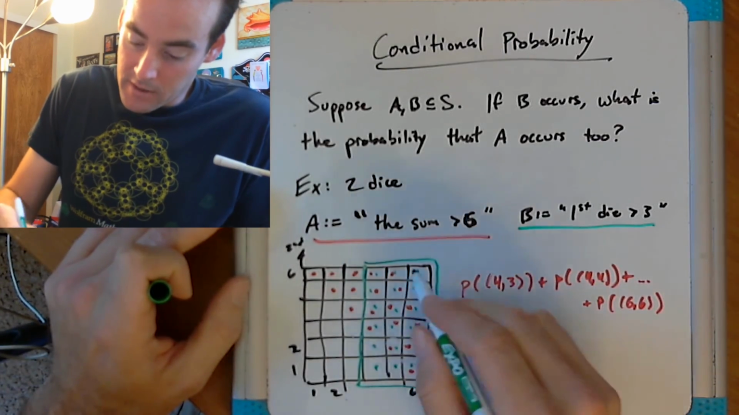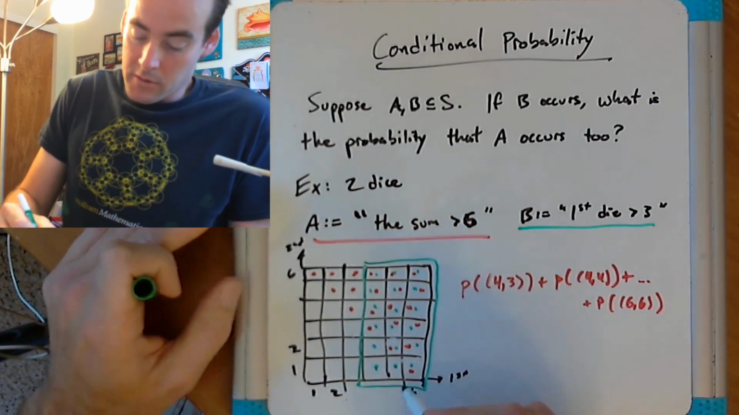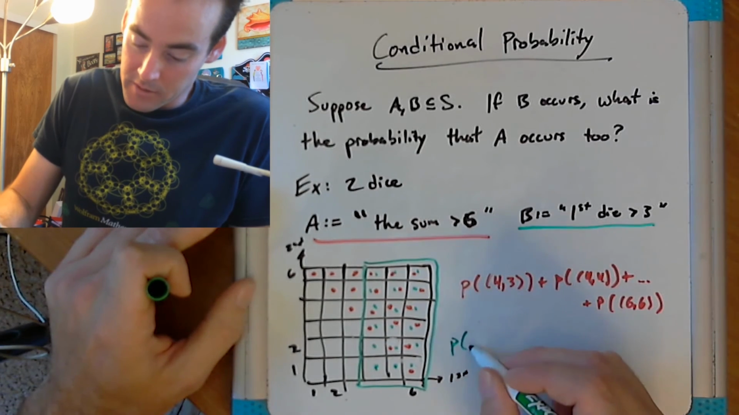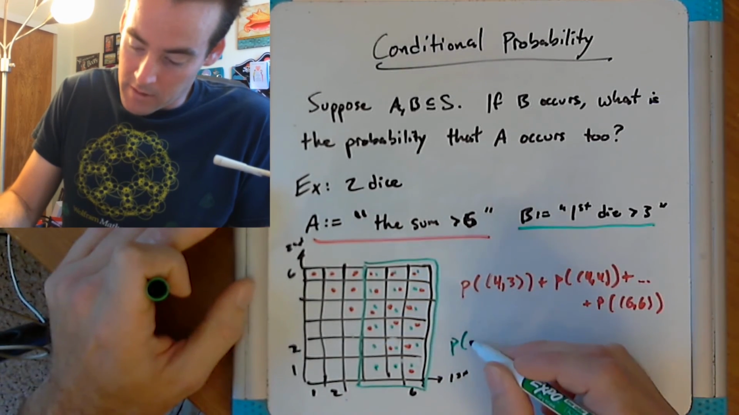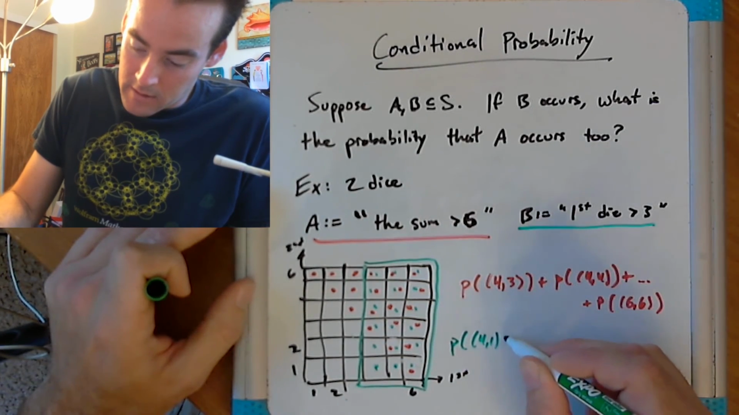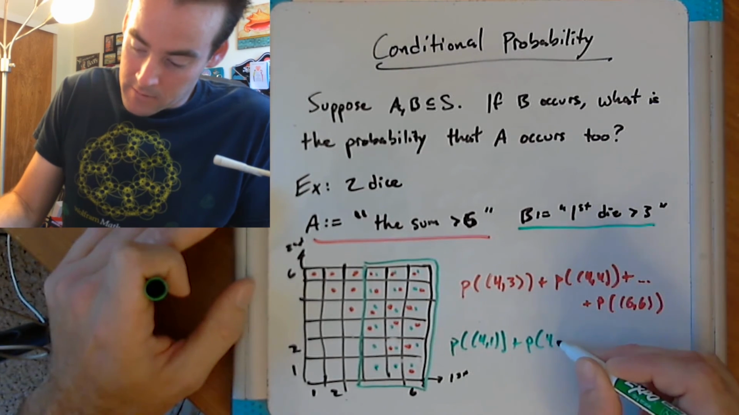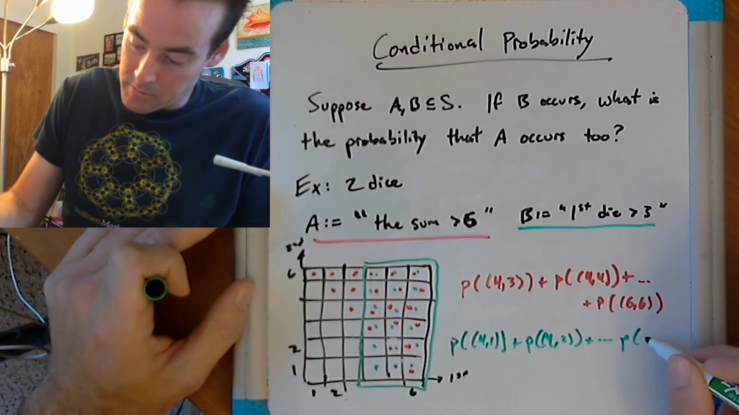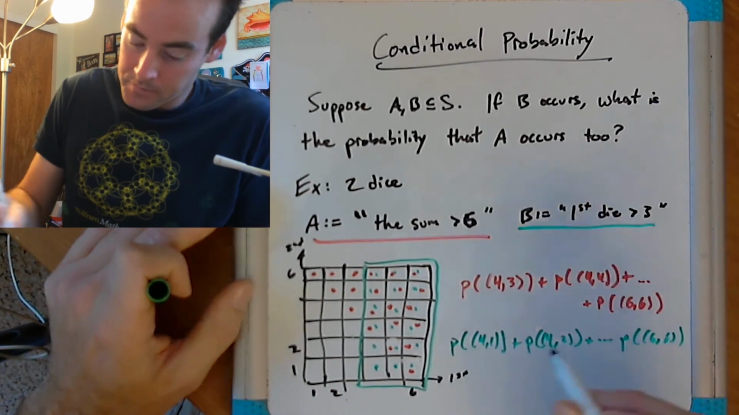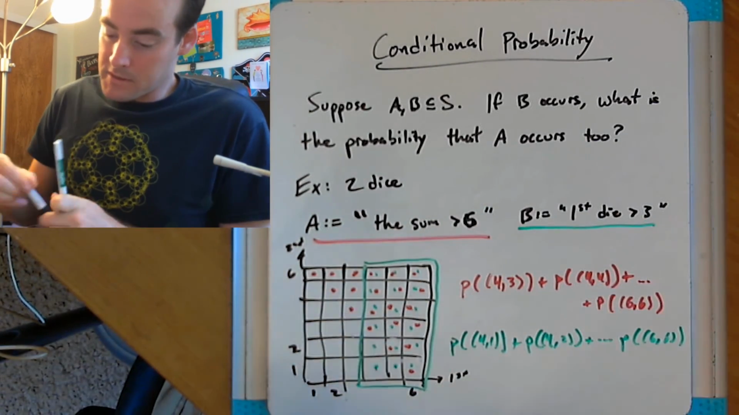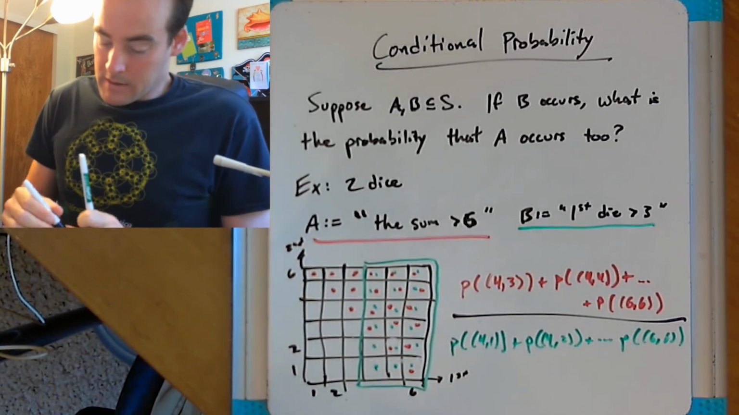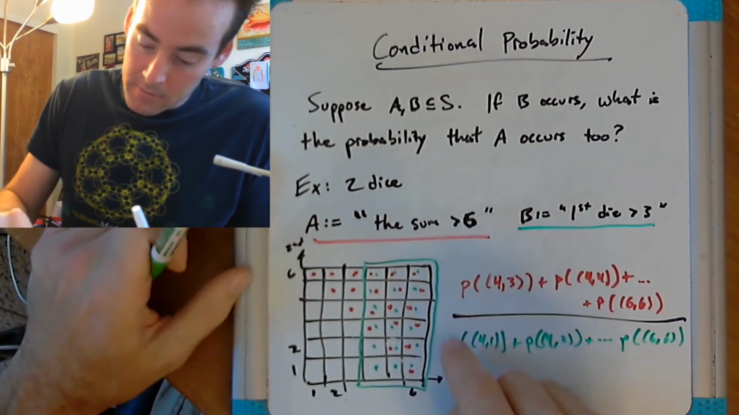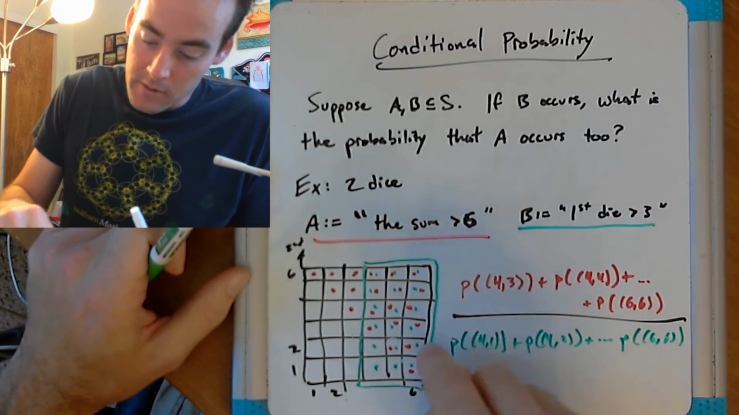But to formalize that, you write the probability of all the reds here divided by the probability of all of the squares, the whole size of the box: probability of 4, 1, probability of 4, 2, and so on all the way up to the probability of 6, 6. And the ratio of these things is the probability of being on a red given that you're in this box here.